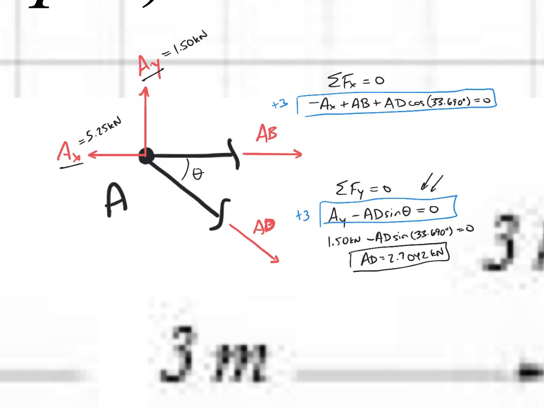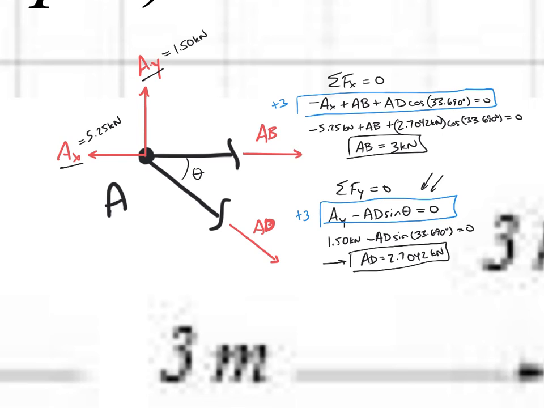Okay? So if we solve that, we're going to plug in negative 5.25 kilonewtons plus AB plus AD, which we found right here, 2.7042 kilonewtons times the cosine of 33.690 degrees equals 0. And so AB equals 3 kilonewtons.